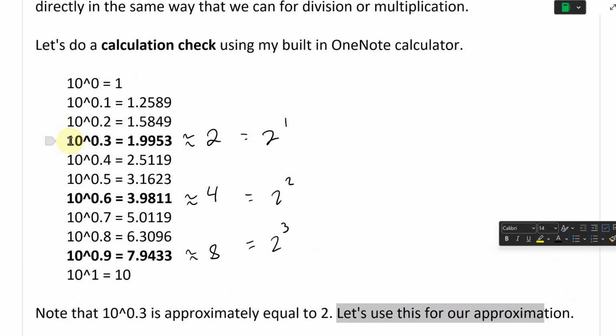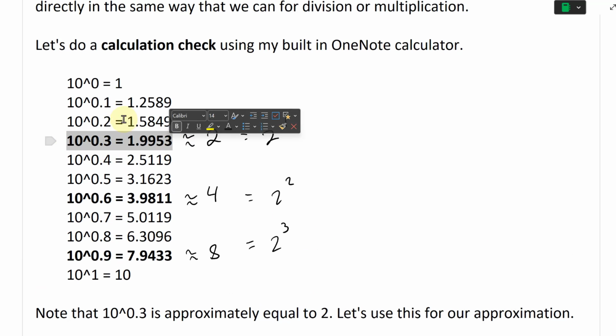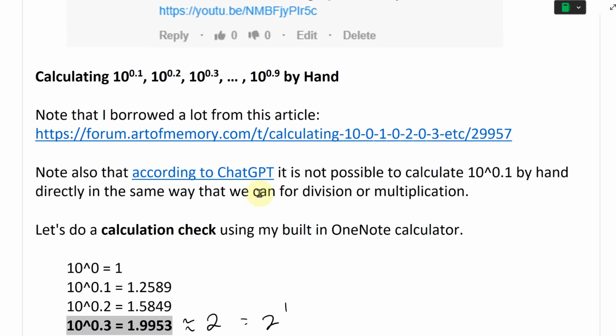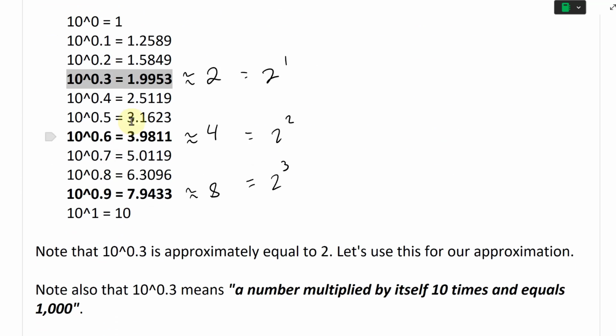So basically we're going to use one calculated value and then use that to calculate the others by hand. So that's what I mean. It's not as straightforward as division or multiplication. You're going to need to know something initially. So you're going to need 10 to the power of 0.3. We're going to approximate that to equal 2.